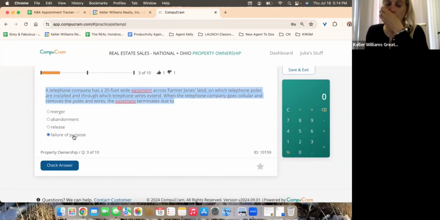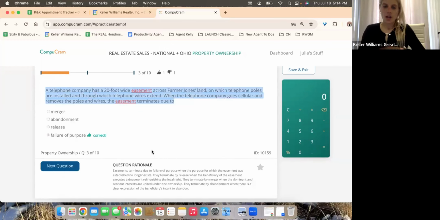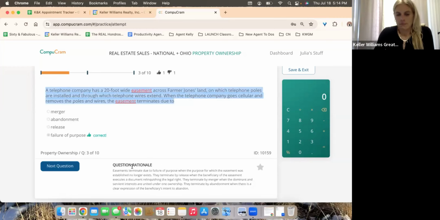All right, we do D. And D is correct. Good job. Easements terminate due to failure of purpose. When the purpose for which the easement was established no longer exists, then that is when the failure of purpose comes into play. It terminates by release when the beneficiary of the easement executes the document relinquishing the legal right.